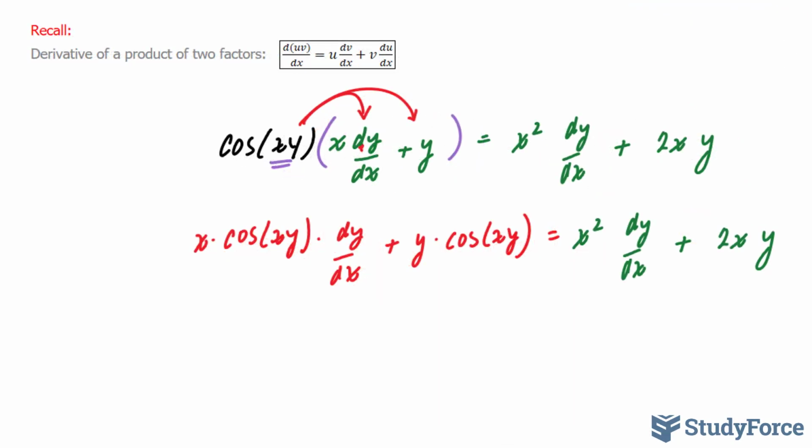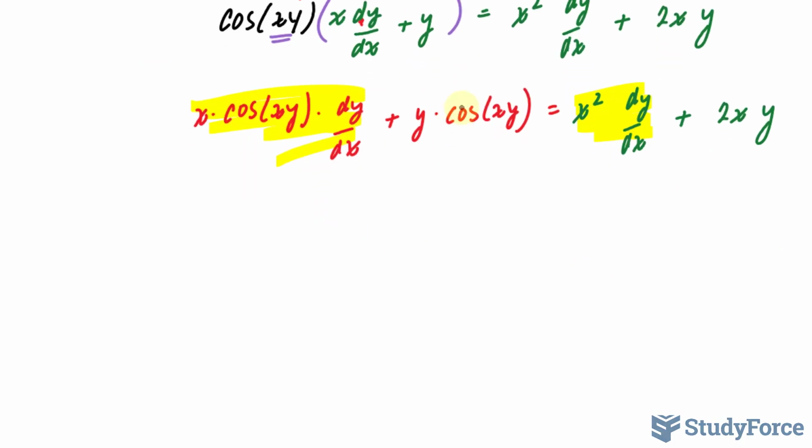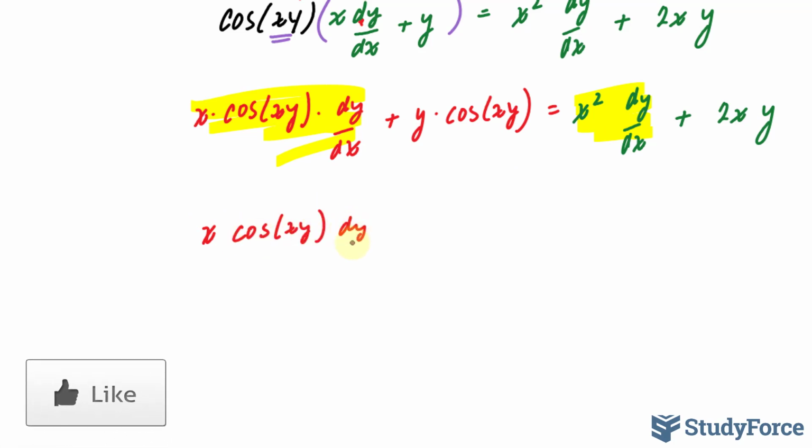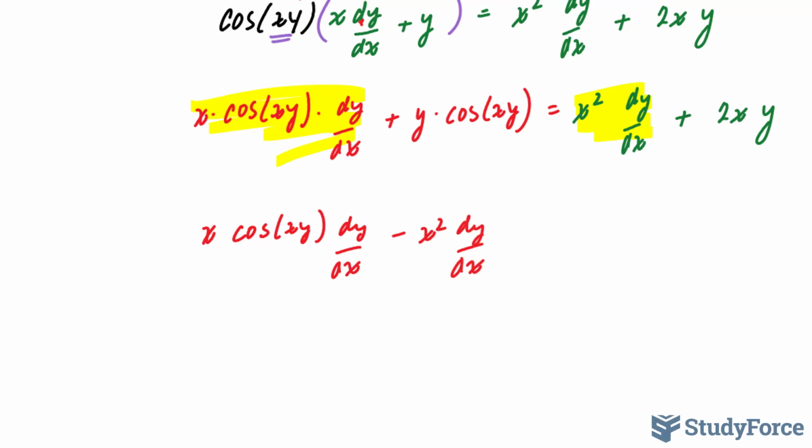Now that we have that, I can finally collect like terms. So this term and this term are alike, and these two terms are alike. So I'll bring this term and this term to one side, and I'll bring these two terms on the other. This gives us x cosine xy dy over dx. Bringing that term over makes it minus x squared dy over dx. I will soon factor out dy over dx is equal to 2xy.